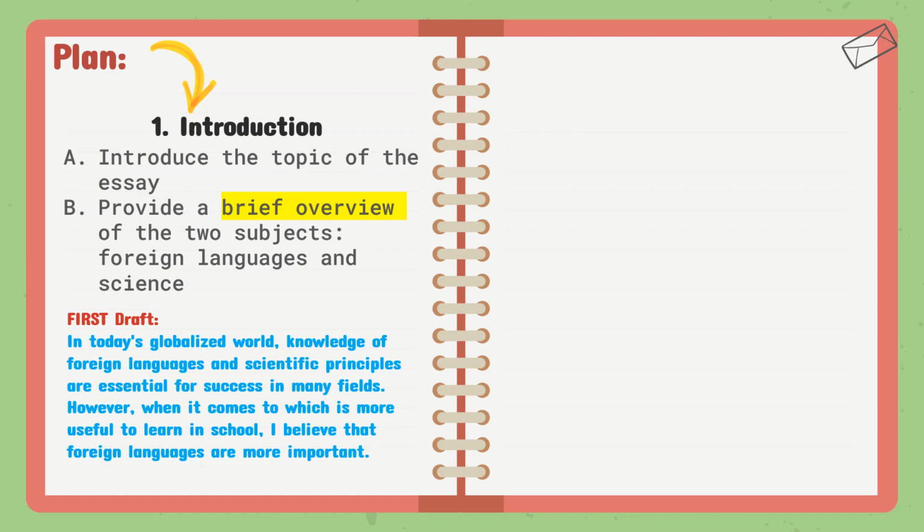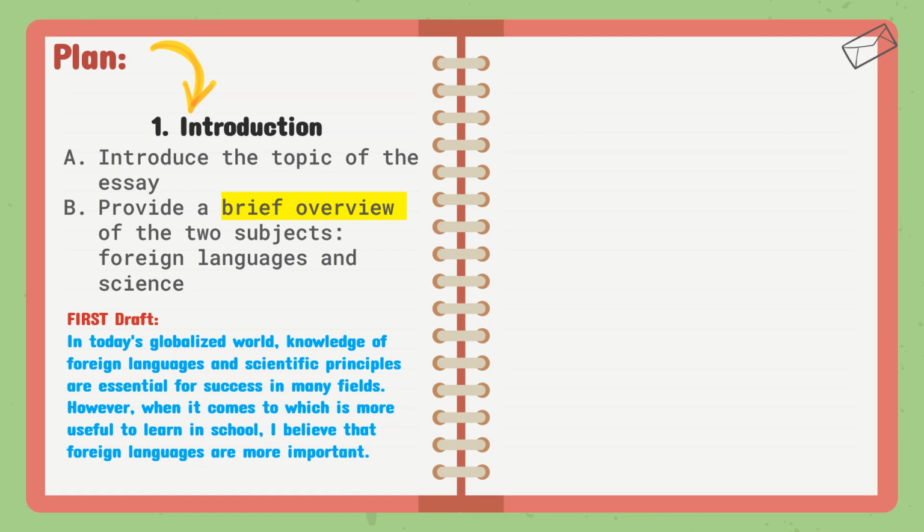Then I start here to make a comparison. So, however, when it comes to which is more useful to learn in school, I believe that foreign language is more important. So here I'm starting to support one over the other. Here I'm supporting the foreign language. I believe foreign language is more important than science. Until here, this is the introduction. I told the reader what I'm going to talk about. I told them which one I prefer. I provided for them an overview about the two subjects.